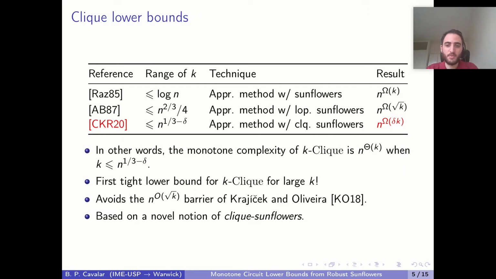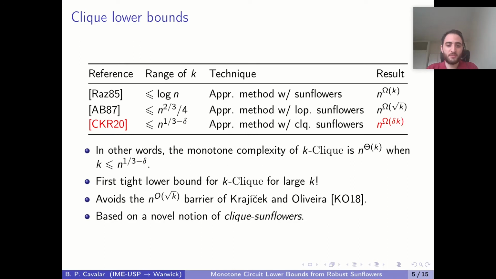But the lower bound was not tight, in the sense that the best upper bound that we have for monotone circuits, as we briefly mentioned, is n to the big O of k. Alon and Boppana used the approximation method as well, and they used a variant of sunflowers, which we call lopsided sunflowers. In our work, we were able to prove tight lower bounds for k-clique when k is also large. So it's when k is almost up to n to the 1/3.